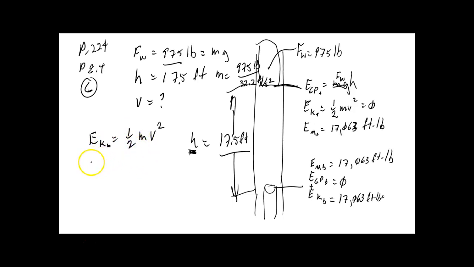So this is 17,063 foot-pounds is equal to, and what we're going to do, multiply both sides by 2 and divide both sides by your mass. And what did you say it was? 30.3. That's slugs. Okay? Sorry about that. And that's equal to, well, that'll pretty much do it for us.